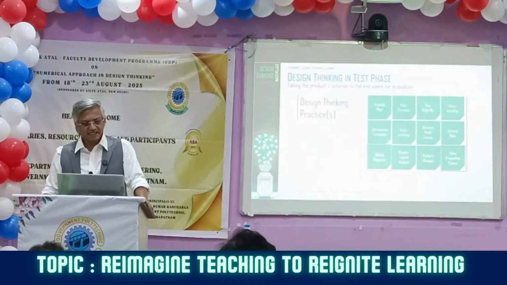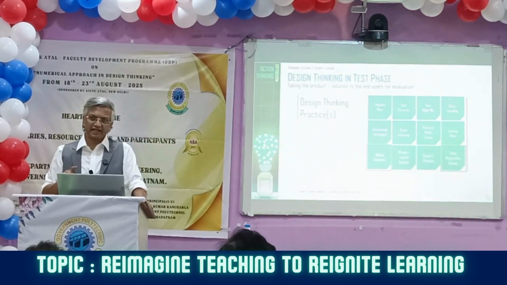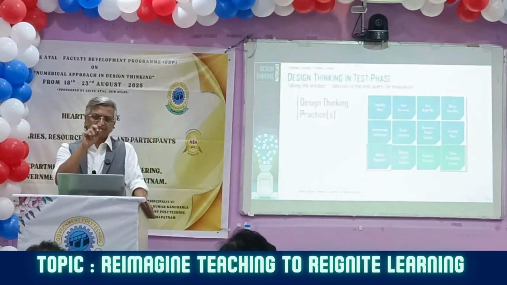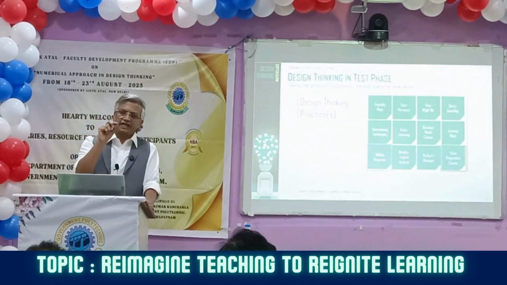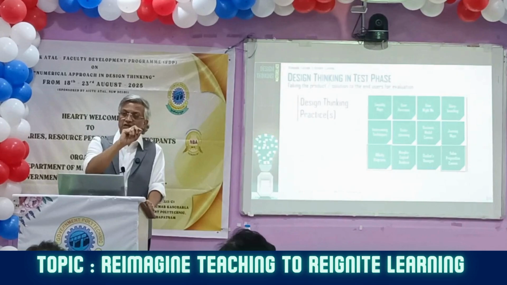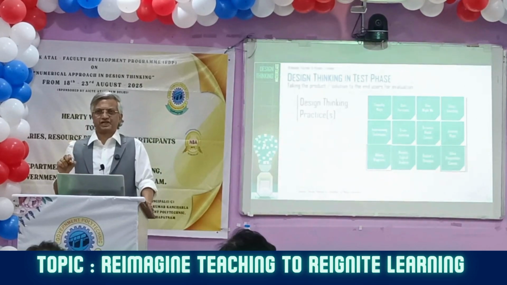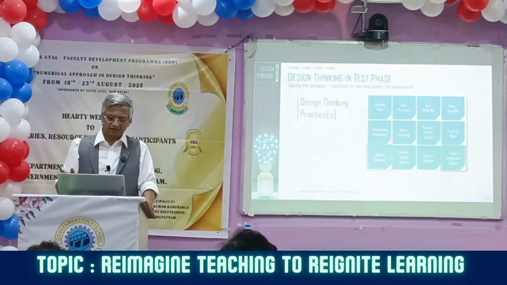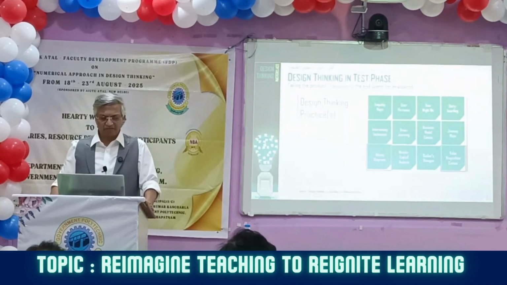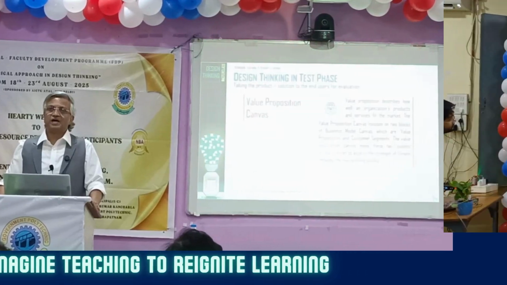And the practice here is that we can now look at the affinity diagram. Here is an example of a practice. We've used the affinity diagram in the prototype phase also, and we're reusing it again in the test phase. There's nothing wrong with it. You can use any other thing. And the other one is the value proposition canvas. So value proposition.